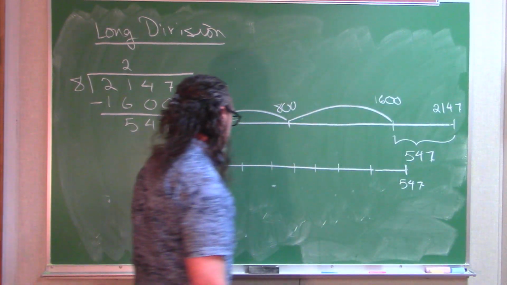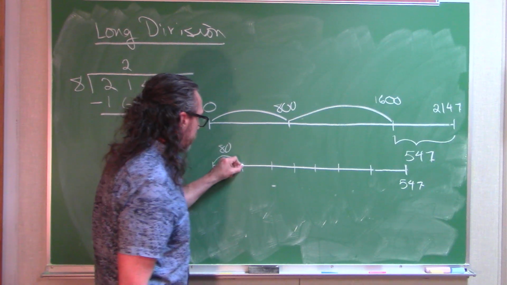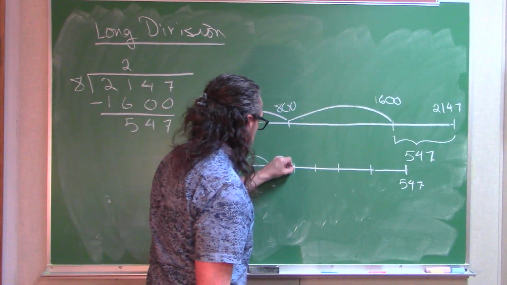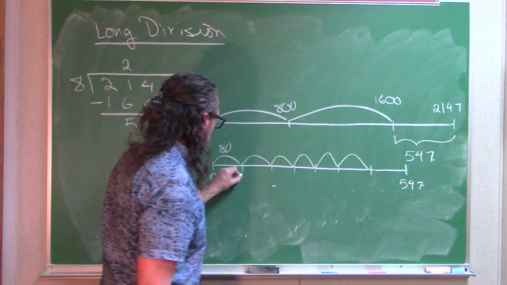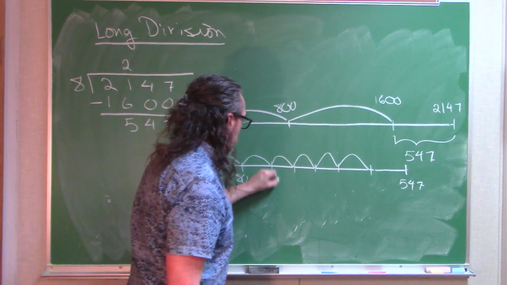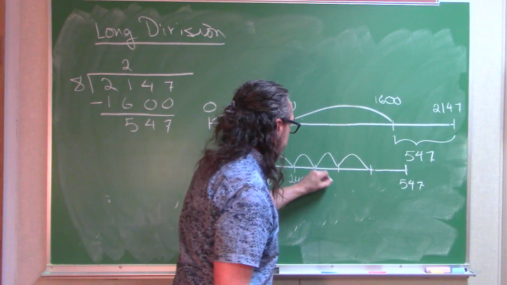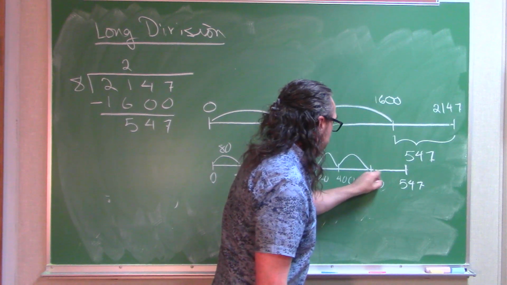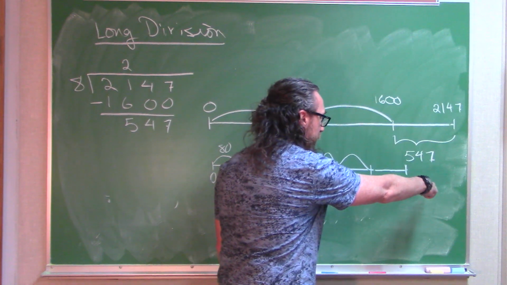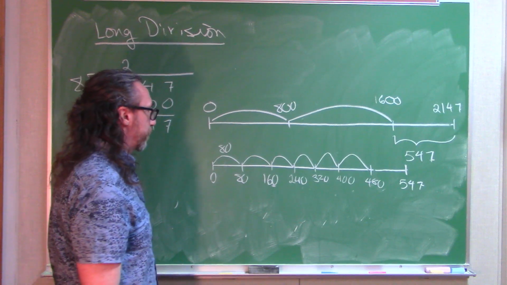You might say, well, Dr. Mack, it's not just right, there's still a gap. Okay, we'll deal with that in just a sec. So each of these jumps represents 80. So I get to 80, 160, 240, 320, 400, 480. If I did another jump, oh, I should do one more jump.